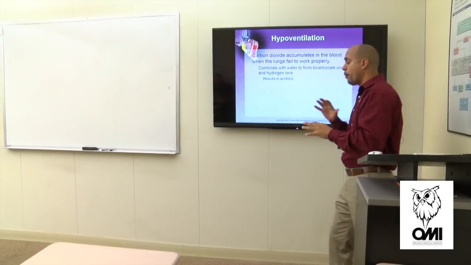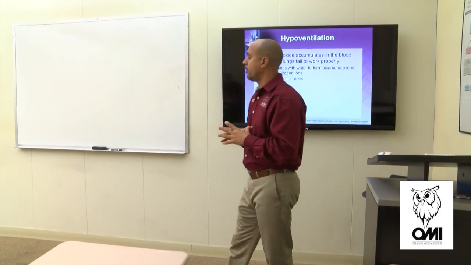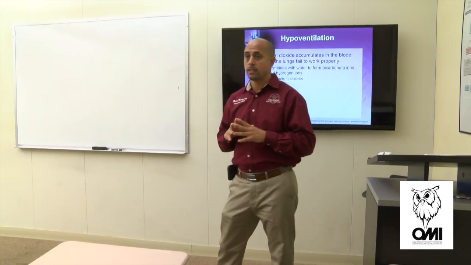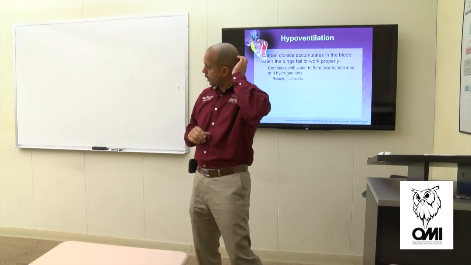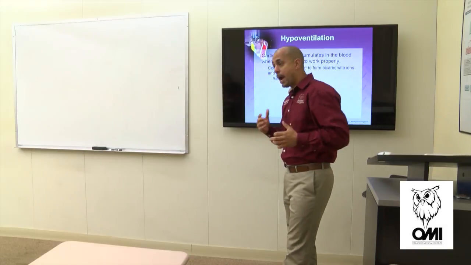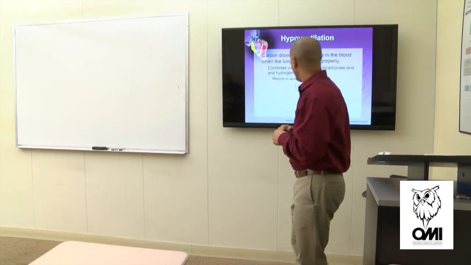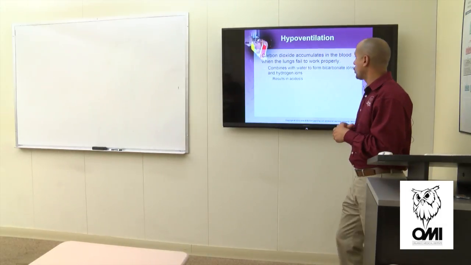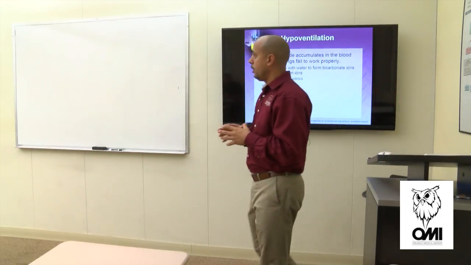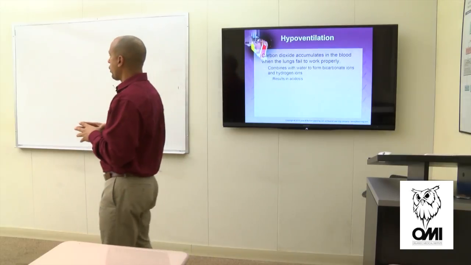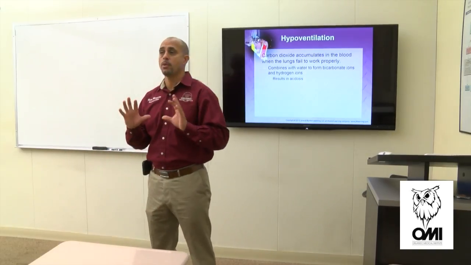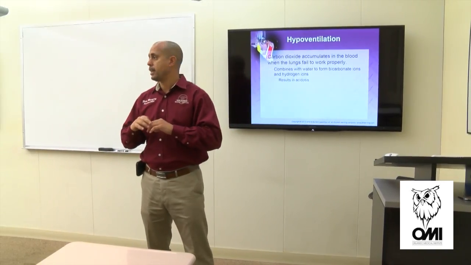So before we get into all these diseases, let's talk about different things we want to focus on that are going to determine adequacy of breathing as well. So let's start with something called hypoventilation, which is a low ventilatory rate. Okay, so carbon dioxide is going to accumulate in the body when the lungs fail to work properly. So carbon dioxide we know is the bad gas. Carbon dioxide is the waste product.